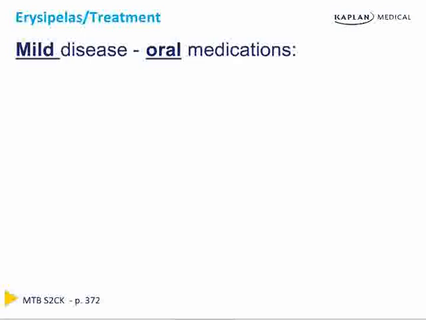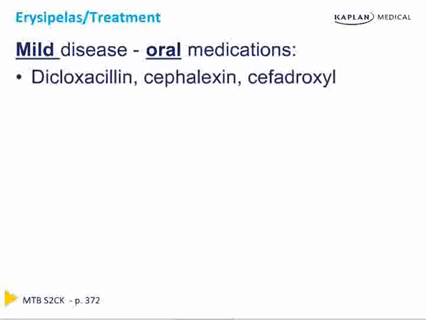Mild disease gets oral medications. Mild means no major leukocytosis, no fever, no hypotension, just skin infection only. And the oral antibiotics for staph and strep are oxacillin, cloxacillin, dicloxacillin, and ampicillin. Cephalexin, sometimes called Keflex, and cefadroxil, which is another form of oral cephalosporin.